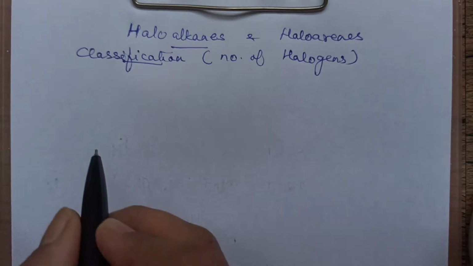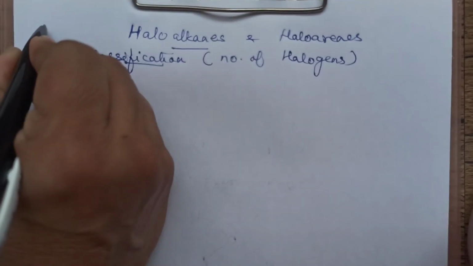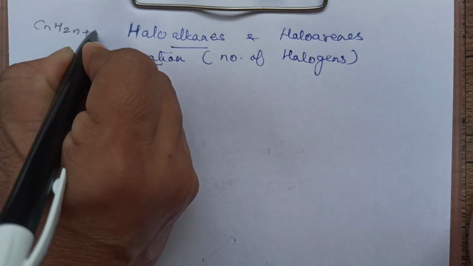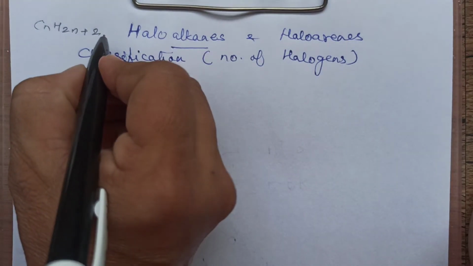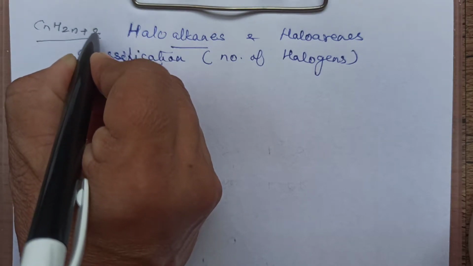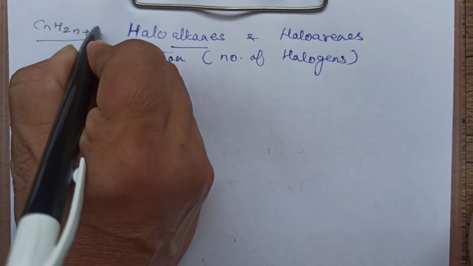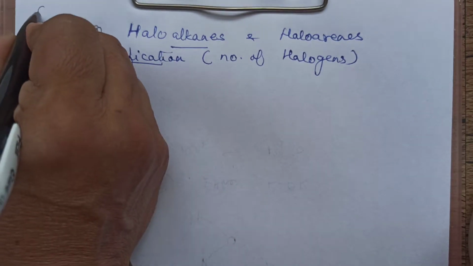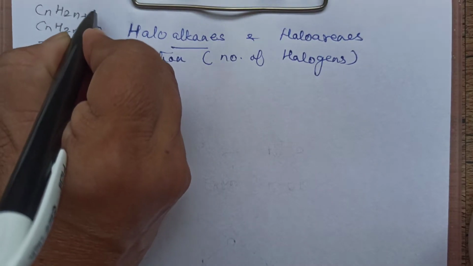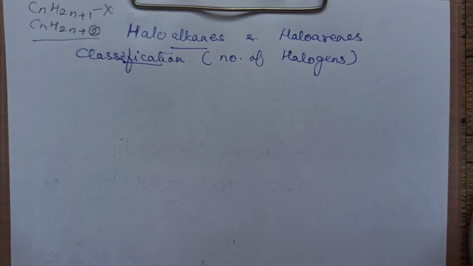Okay, now first let us see what is haloalkane. We know what is alkane. Alkane is CnH2n+2. Now in this alkane, if one hydrogen is replaced, instead of one hydrogen, if I put X, a halo group, that means if I remove it and I write CnH2n+1 X, then it becomes haloalkane.